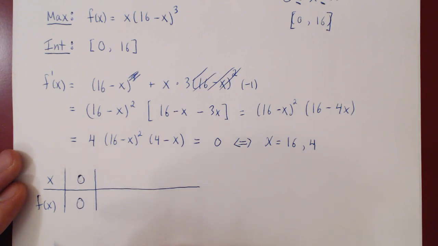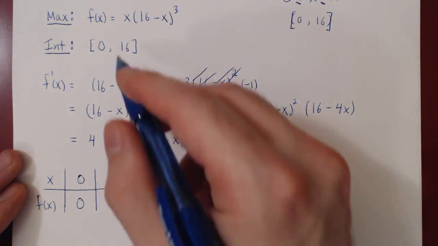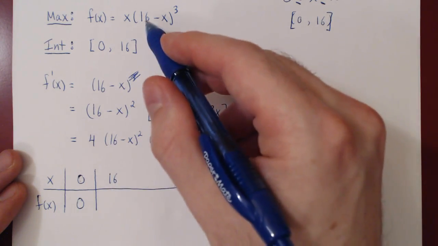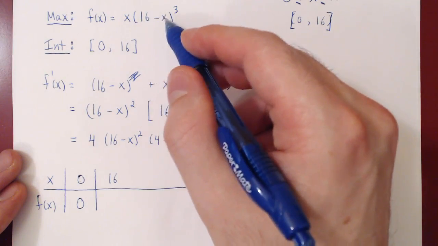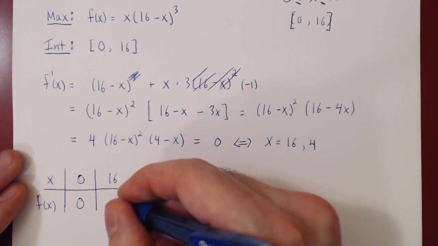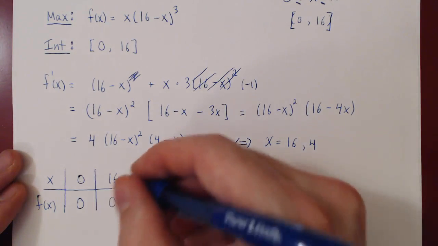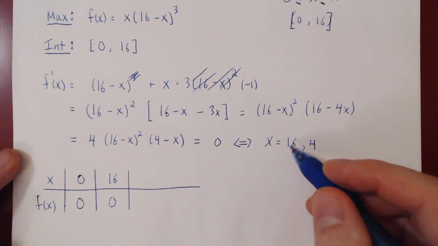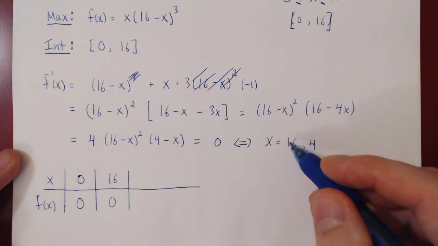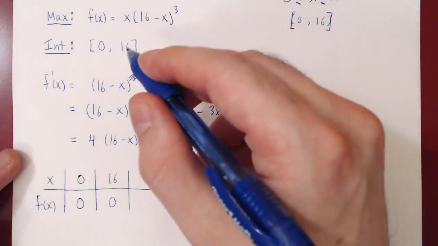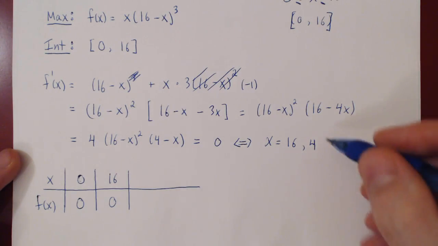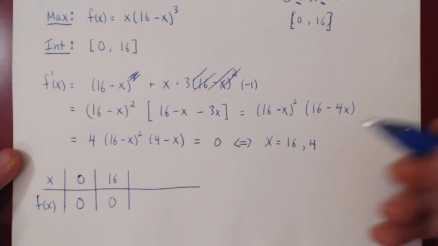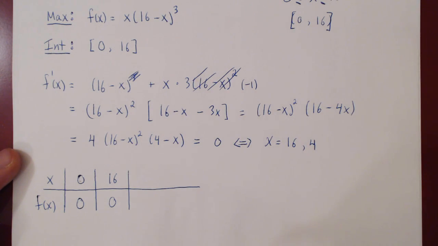Clearly not our maximum. Let's look at the right-hand point, 16. F of 16, well, this term now, 16 minus 16 will be 0, so f of 16 is also 0. Clearly not our maximum. And now we check for our critical point. 16 we have just checked, which was both a critical point of the function and the right endpoint of our interval. The last possible value for a maximum and or minimum would be x equals 4.